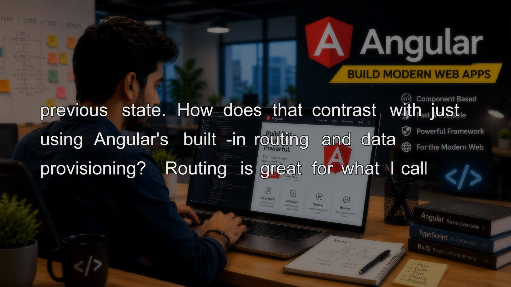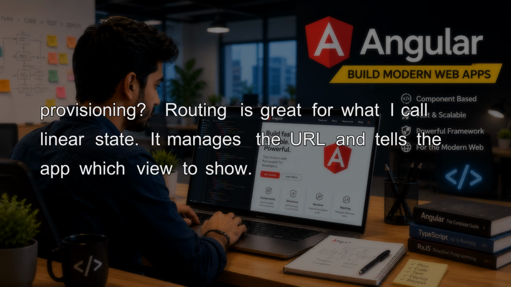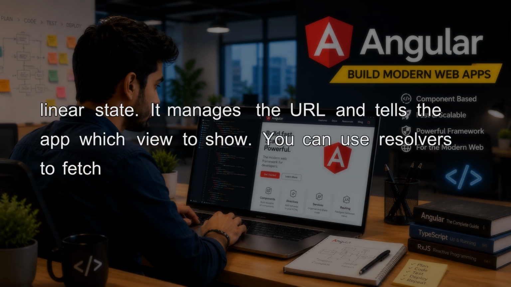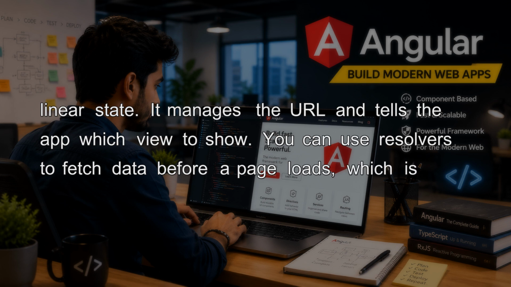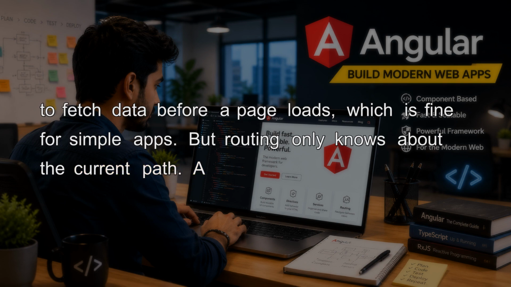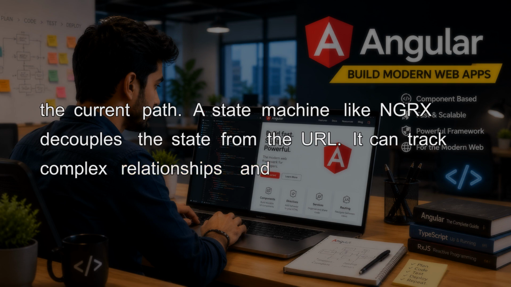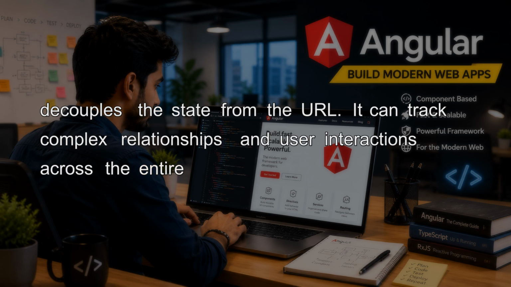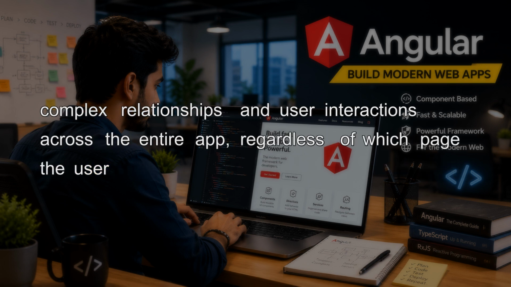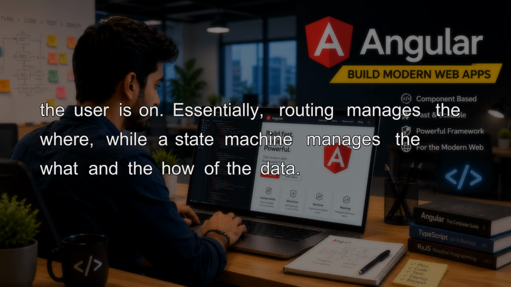Routing is great for what I call linear state. It manages the URL and tells the app which view to show. You can use resolvers to fetch data before a page loads, which is fine for simple apps. But routing only knows about the current path. A state machine like NgRx decouples the state from the URL. It can track complex relationships and user interactions across the entire app regardless of which page the user is on. Essentially, routing manages the where, while a state machine manages the what and the how of the data.